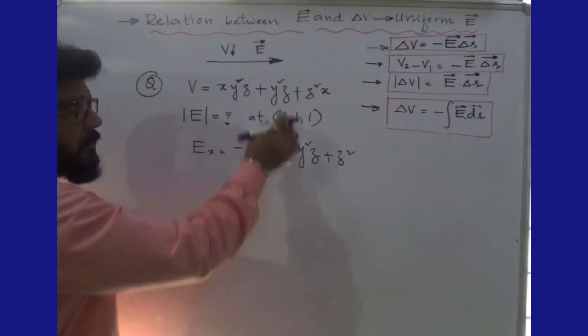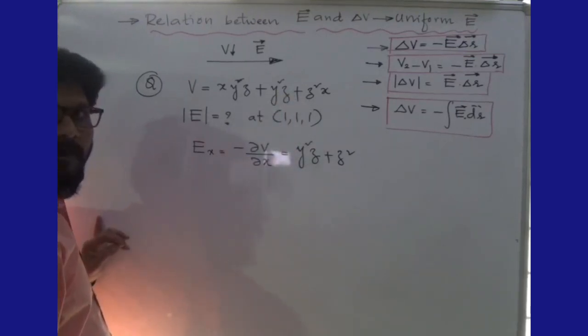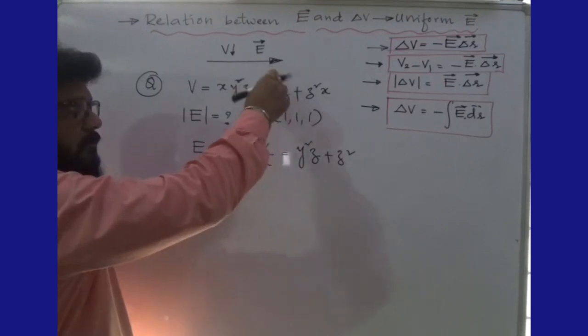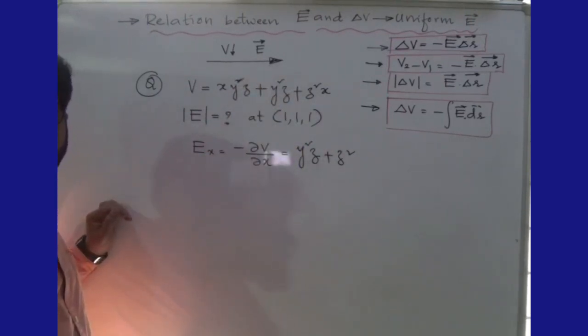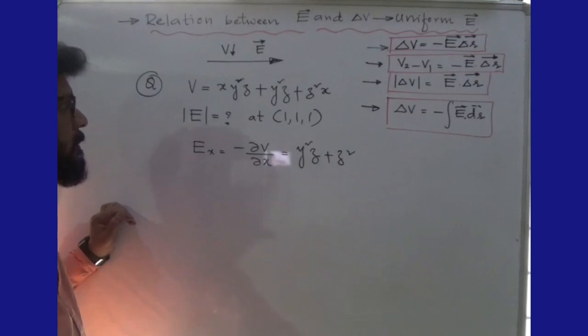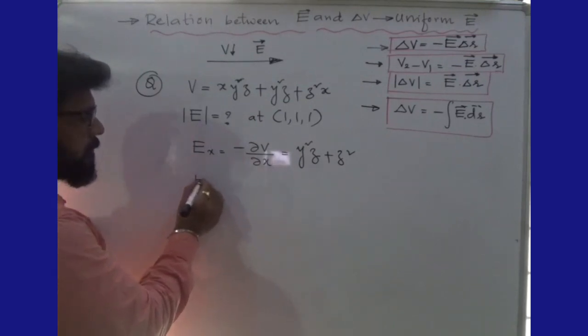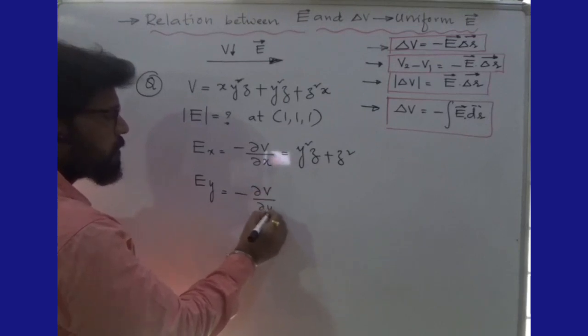Is it clear? These two are constants, because this complete term is 0. There is no x term in this one. Yes or no? Got it? Okay.